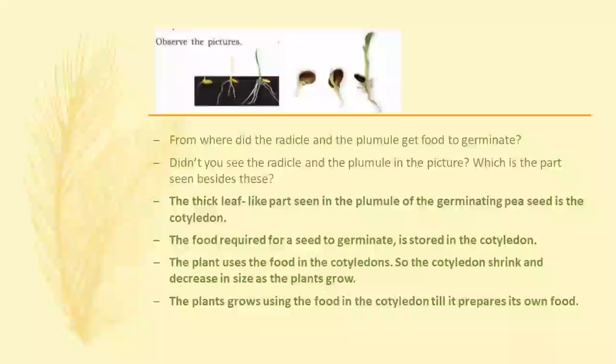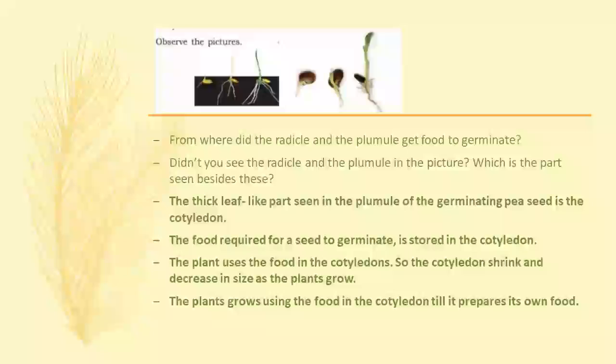Observe the pictures. From where did the radicle and the plumule get food to germinate? Didn't you see the radicle and the plumule in the picture? Which is the part seen beside these? The thick leaf-like part seen in the germinating pea seed is the cotyledon. The food required for a seed to germinate is stored in the cotyledon.